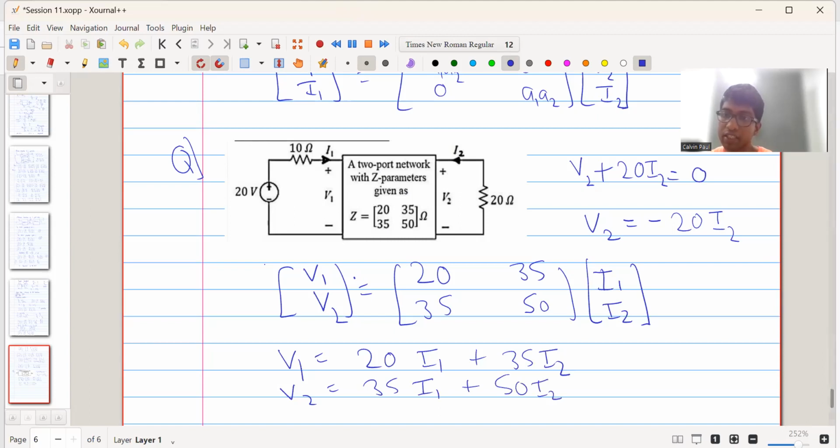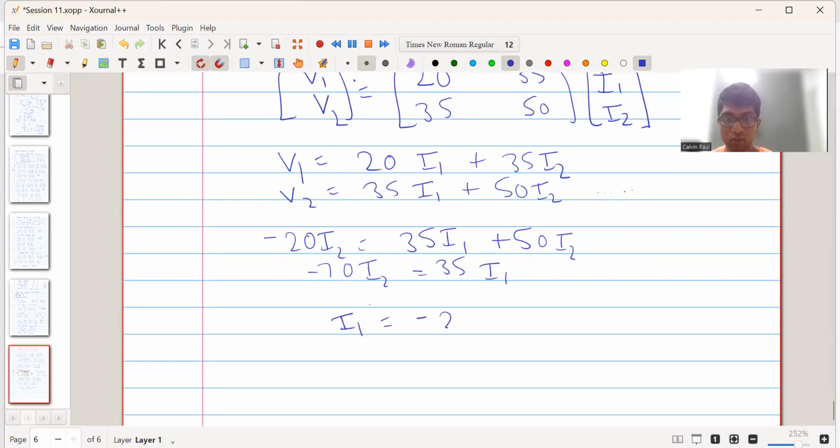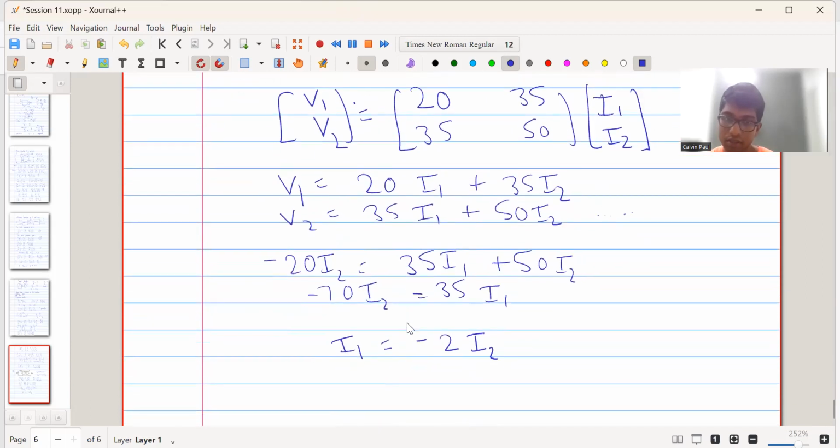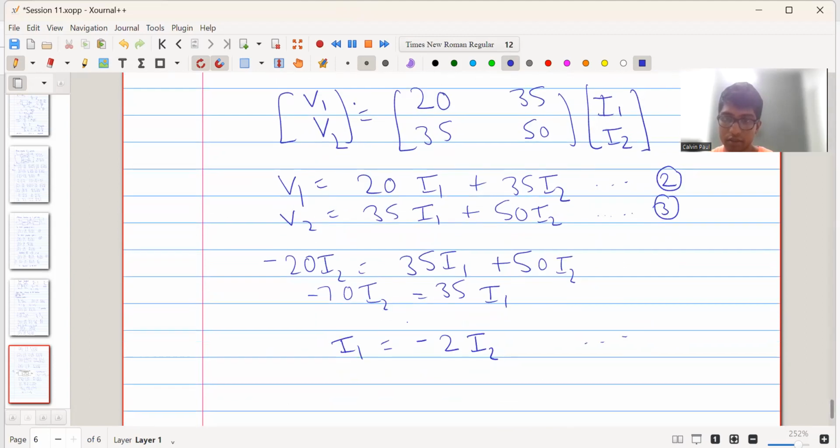Now we know V2 is equal to minus 20 into I2. So we will substitute that in this equation and we will get as follows. Minus 20 into I2 is equal to 35 into I1 plus 50 into I2. Or we get minus 70 into I2 is equal to 35 into I1. And we get I1 is equal to minus 2 into I2. So this is the relation we get. Let me number these equations: equation 1, equation 2, equation 3, equation 4.